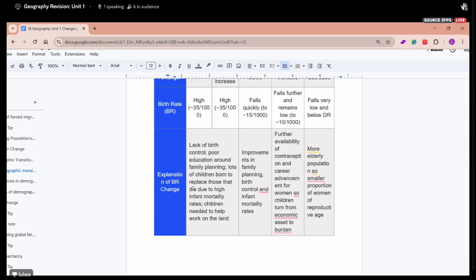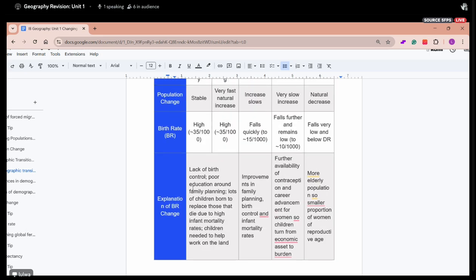You have children who needed to help work on the land, and so this leads to higher birth rates and then also higher death rates at the same time, due to lack of birth control and overall poor stability in family planning and population control.